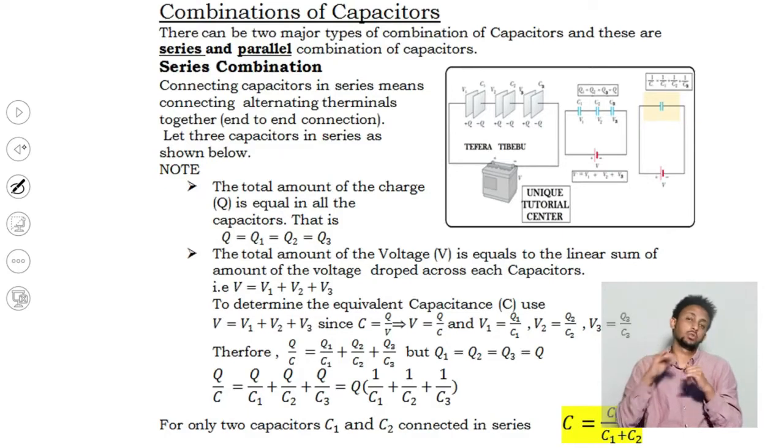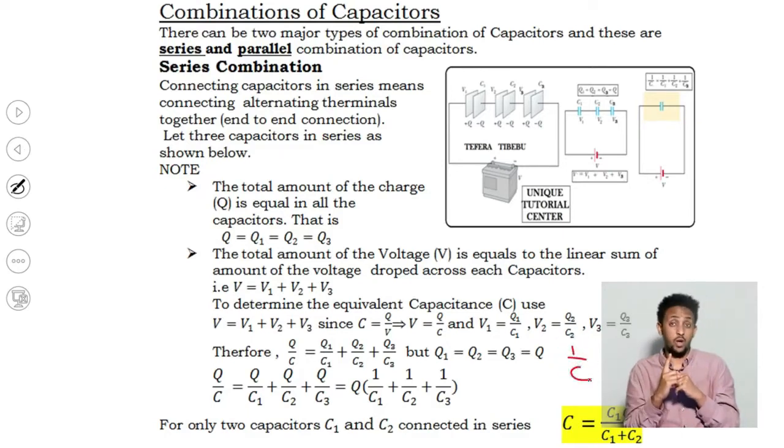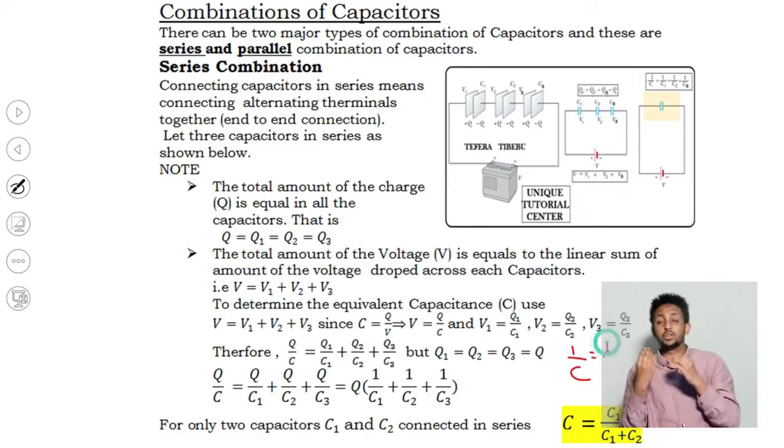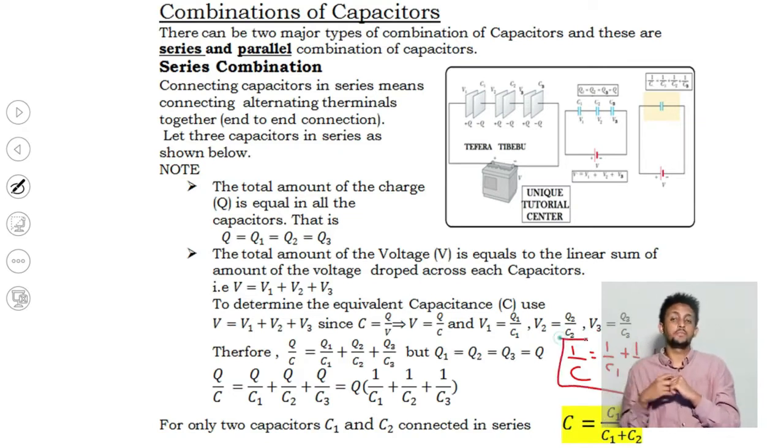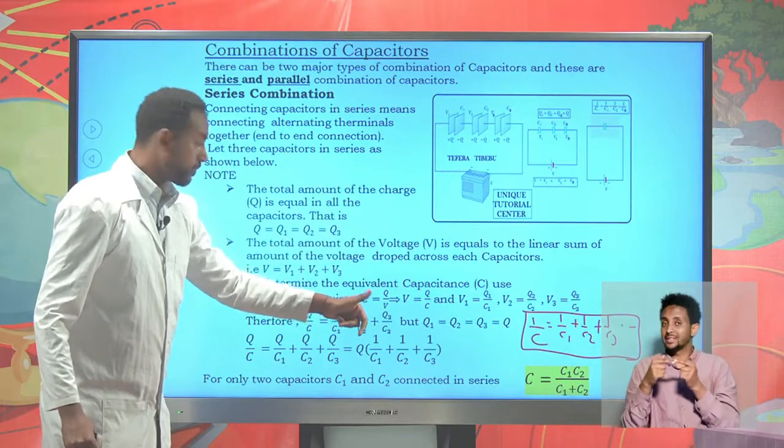The total capacitance, 1 over C. Don't forget this one. 1 over C is given as 1 over C1 plus 1 over C2 plus 1 over C3 and so on. This is how we determine the total capacitance of capacitors connected in series.